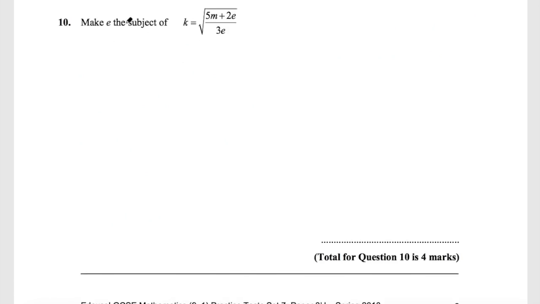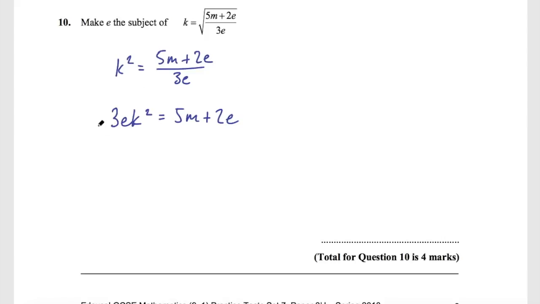Question 10 says, make e the subject of k equals the square root of (5m plus 2e) over 3e. Okay, so the first thing we need to do here is square both sides to get rid of that square root symbol. So we end up with k squared equals (5m plus 2e) over 3e. So you can see I've got rid of that square root by squaring both sides. And then we need to get rid of this fraction here, so multiply by 3e, so we get 3e k squared equals 5m plus 2e.